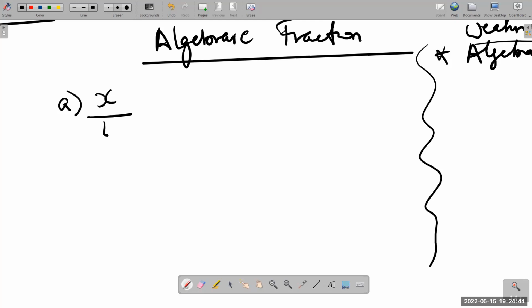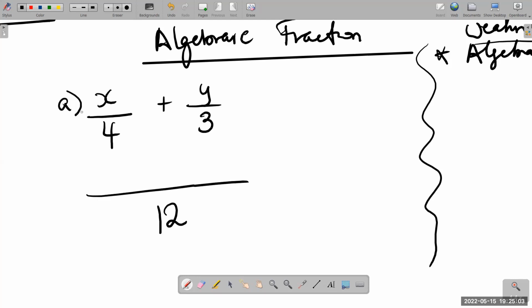So suppose I have x over 4 plus y over 3. If you get something like this, look at the denominator. The LCM for this isn't hard to find. That's an easy one. That's just 12. And we know, how do we change 4 to 12? We multiply by 3. Whatever we do to the bottom, we do to the top. And we know x times 3 is 3x.